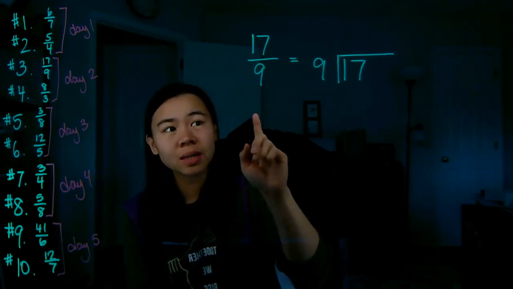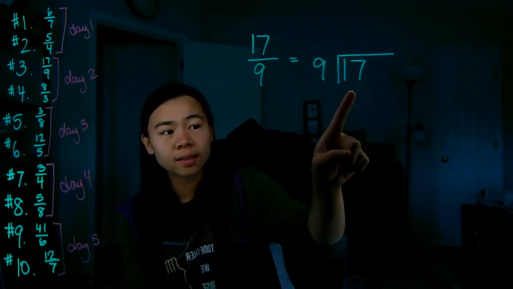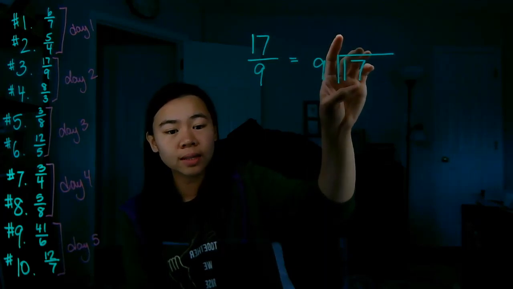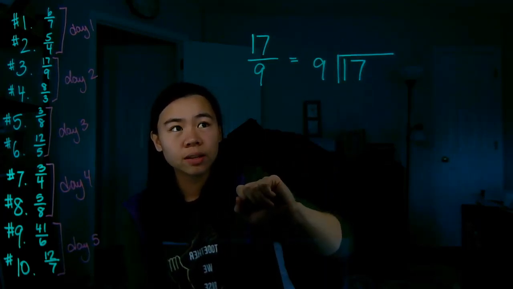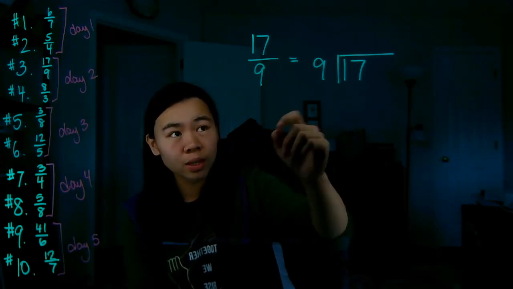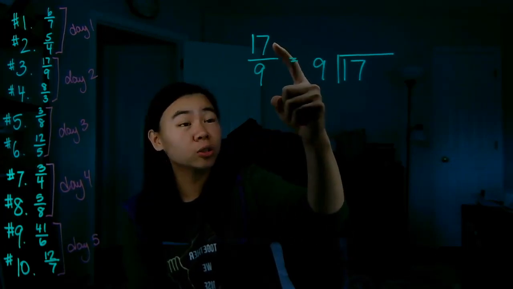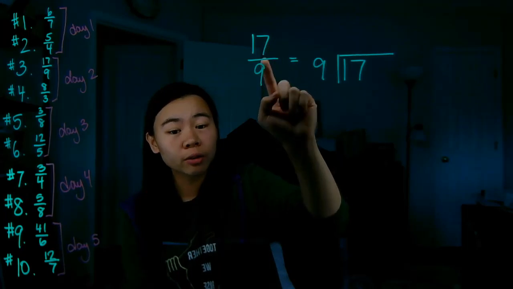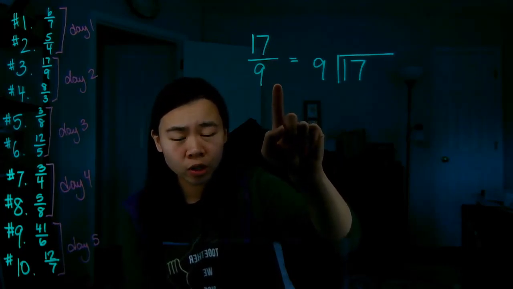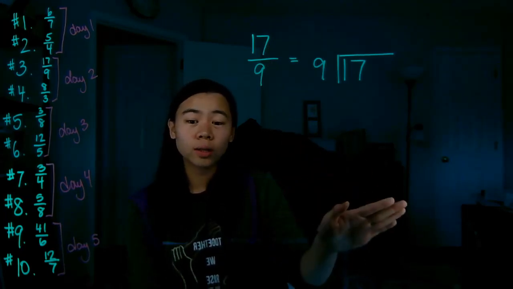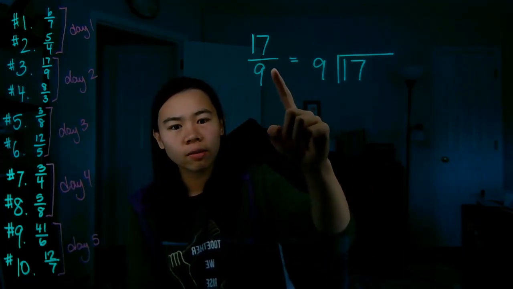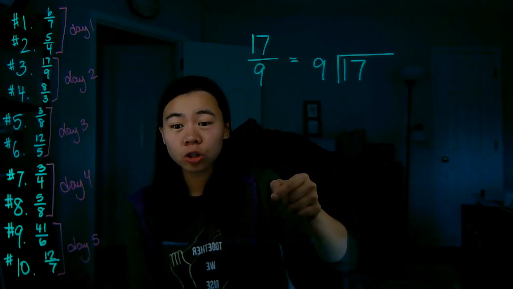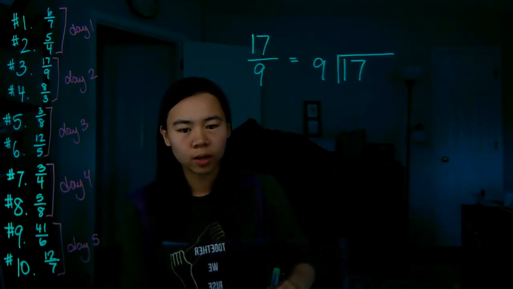So our first problem is 17 ninths, and I went ahead and set this up. Our numerator goes on the inside, our denominator on the outside. Remember that this is an improper fraction because our numerator is greater than our denominator. Improper fractions are numbers that are greater than 1. So when you are ordering your fractions, decimals, and percentages, you know right away that this improper fraction is going to be larger than proper fractions.